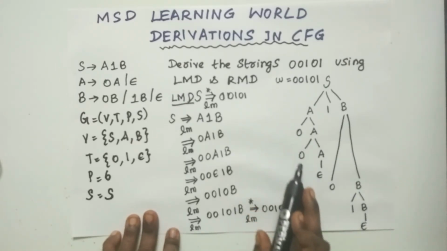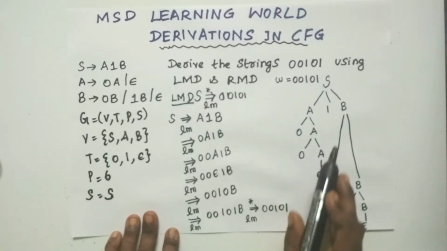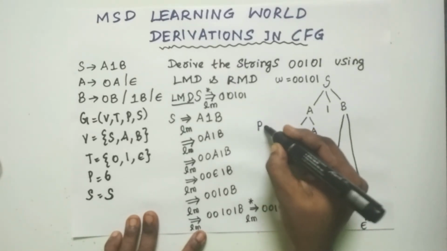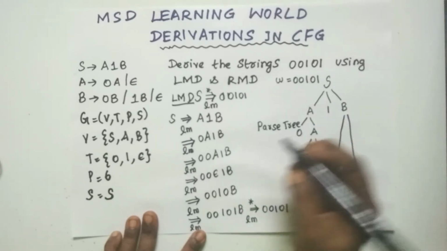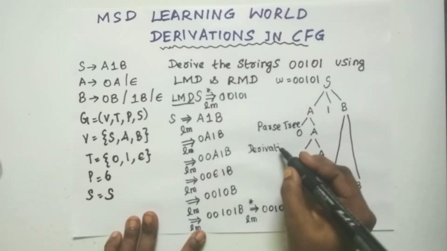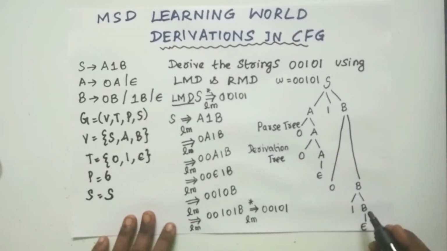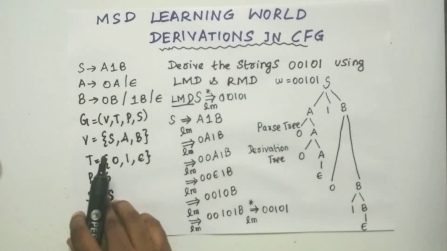So now 0, 0, 1, 0, 1. When you see the leaves of the syntax tree, this is said to be a parse tree. It is a parse tree, or a leftmost parse tree, or a derivation tree. It is a derivation tree for your leftmost derivation. So by seeing this tree, it is possible to check whether the string can be derived from this grammar.